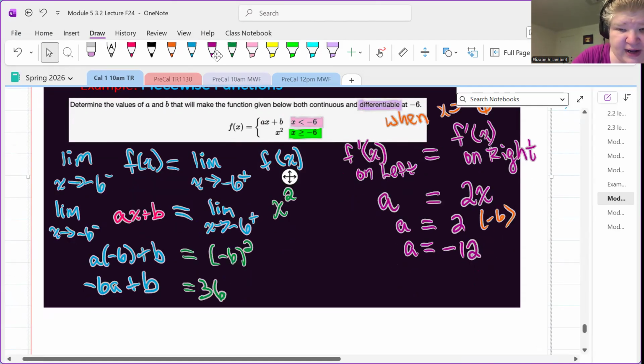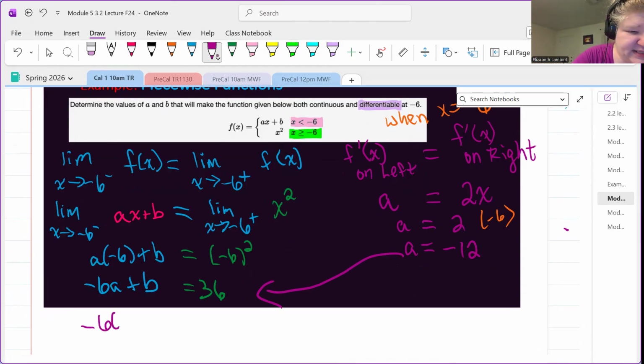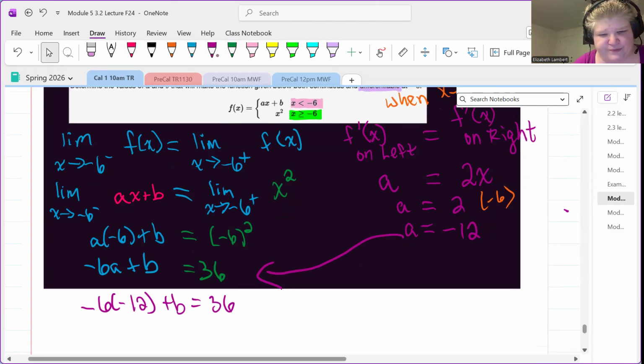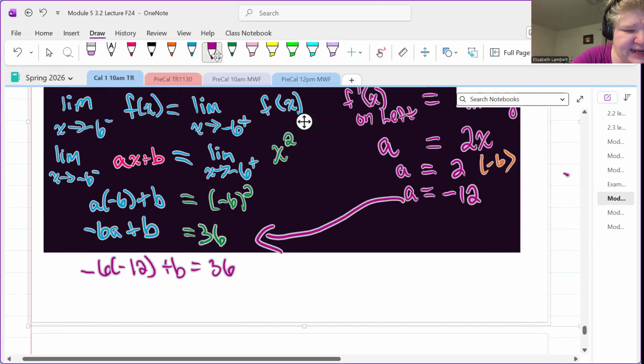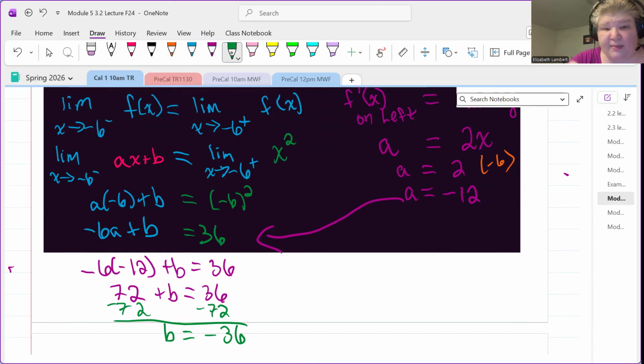And now that I know a value for a, we're just going to bring it on over here. -6 times -12 plus b equals 36. So 6 times 12, 6 dozen, 60 plus 6 times 2 is 12, is 72. Again, negative times negative is positive. So I have positive 72 plus b is equal to 36. And then I'm just going to subtract the 72. And b equals -36.